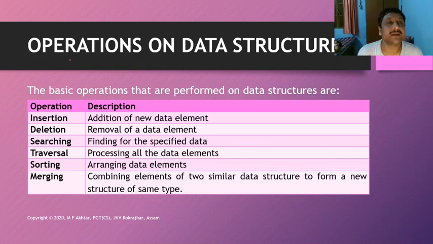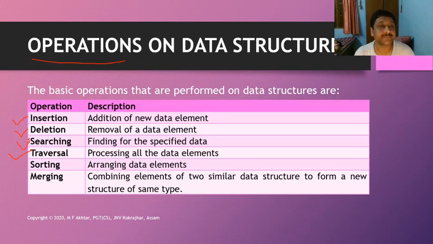What operations can we do on a data structure? The basic operations performed in data structures are insertion, adding a new element, then deletion, removal of an element. Then searching, we can search for some element in the data. Traversal means processing or displaying all the data. Sorting means arranging data in an ascending or descending order.